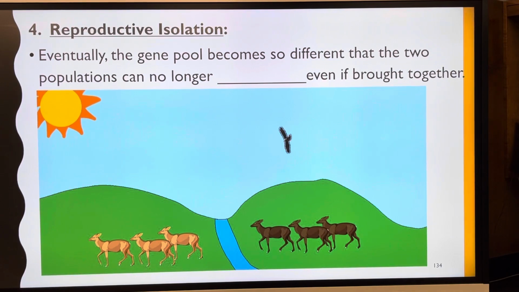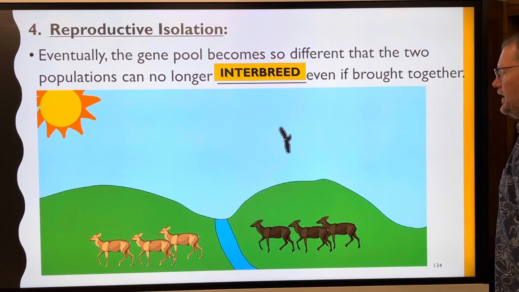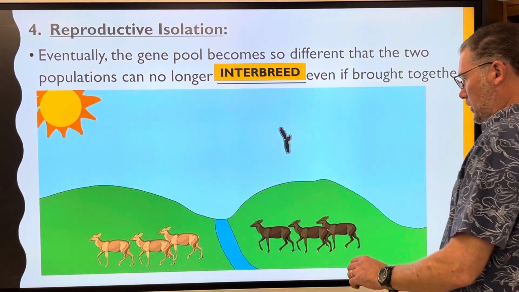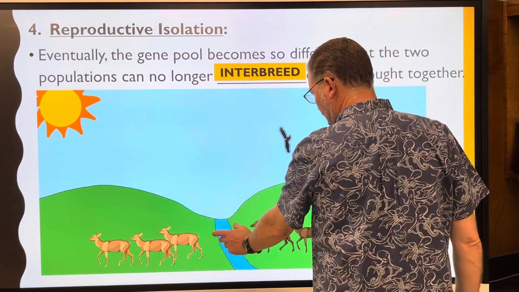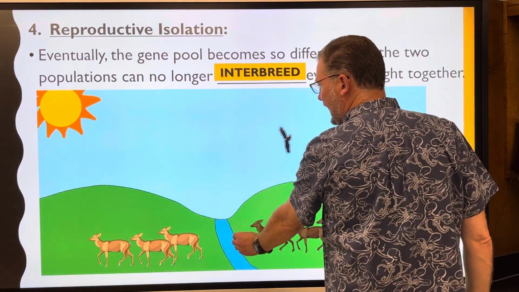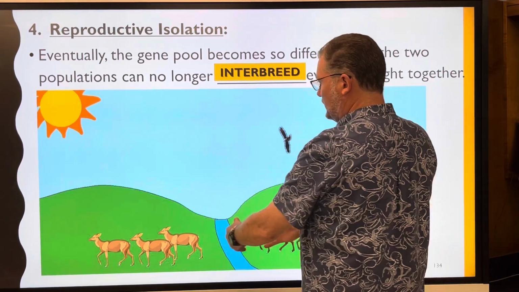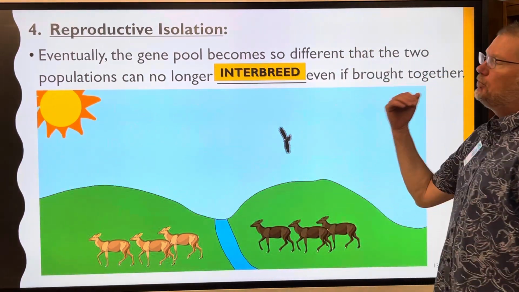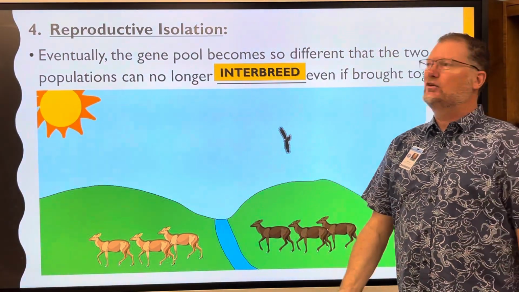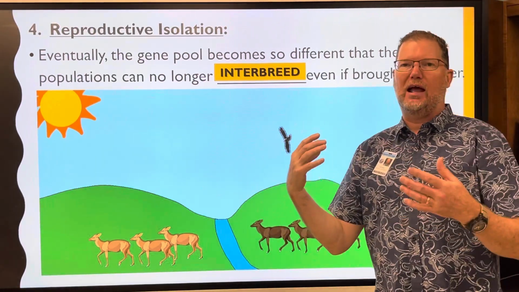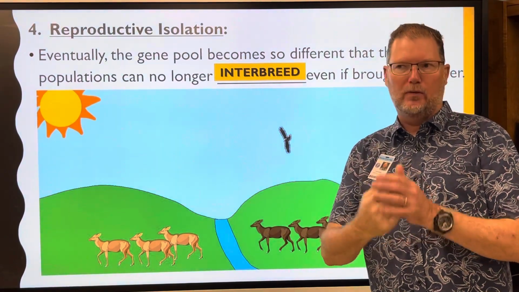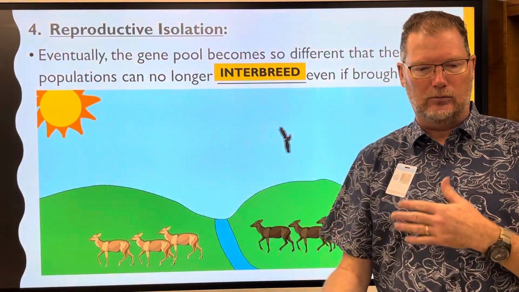Okay, reproductive isolation. So eventually the gene pool becomes so different that the two populations can no longer interbreed, even if they were brought together. So, for example, let's say that the river somehow dried up. And now these two populations have been separated for so long by this river, and then they are able to come back together again, but if they tried to, they're too separated and the eggs will not be capable of being fertilized by the sperm. They're just too far separated now.